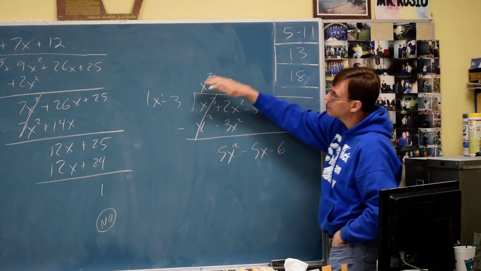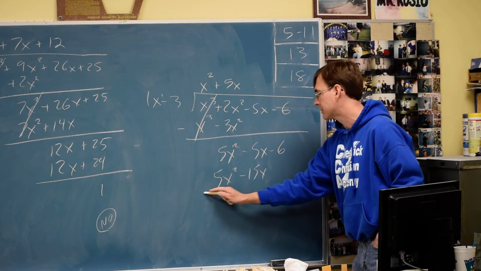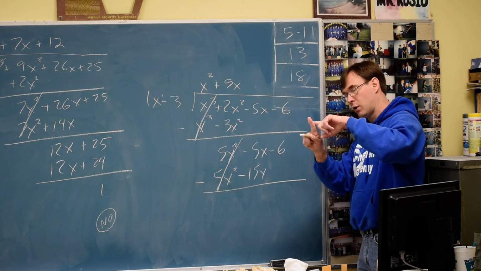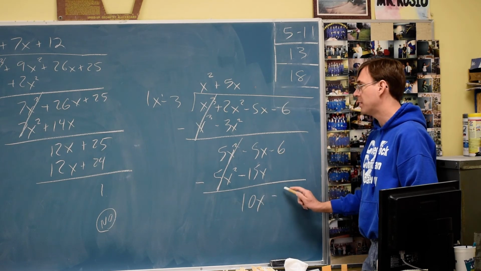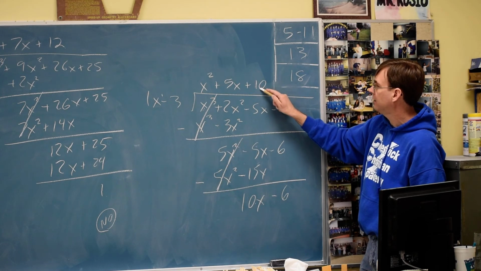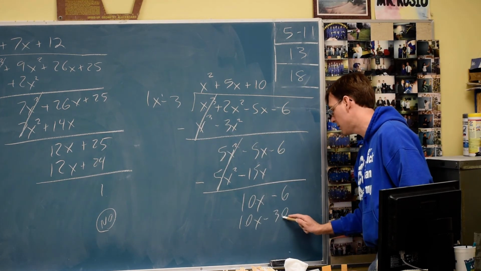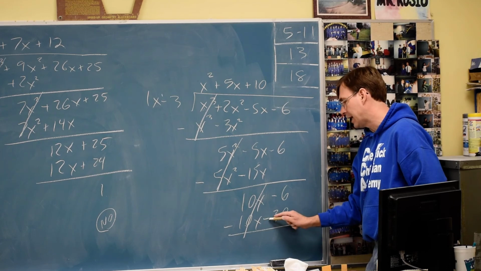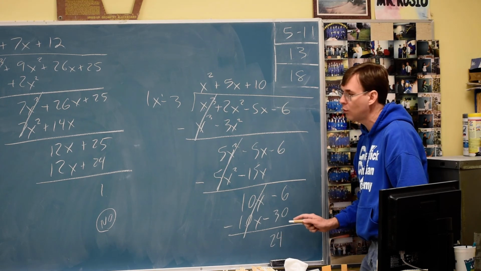As soon as I get a thing on the top, it multiplies both. So that's 5x squared minus 15x. Eliminates those. Subtracting a negative, again we're going plus. Negative 5 plus 15 is 10x. And we copy down the minus 6. Dividing this is a positive 10. Multiplying both by the positive 10 is 10x minus 30. Again, eliminates the beginning of the row. Subtracting a negative again is a plus. Negative 6 plus 30 is a 24.